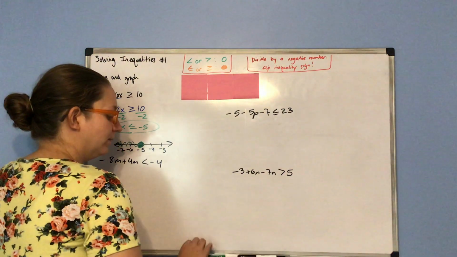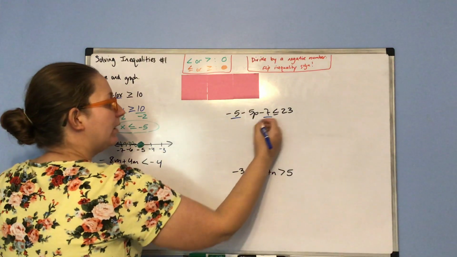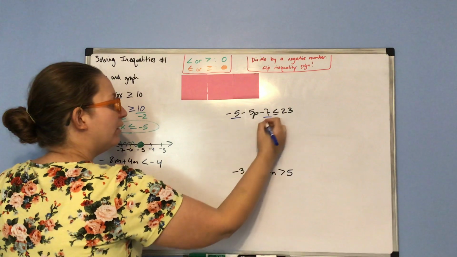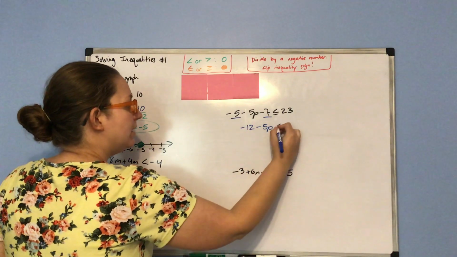Let's try a few more. So once again here, we need to start by combining like terms. Negative 5 minus 7 is negative 12. Minus 5p stays the same.